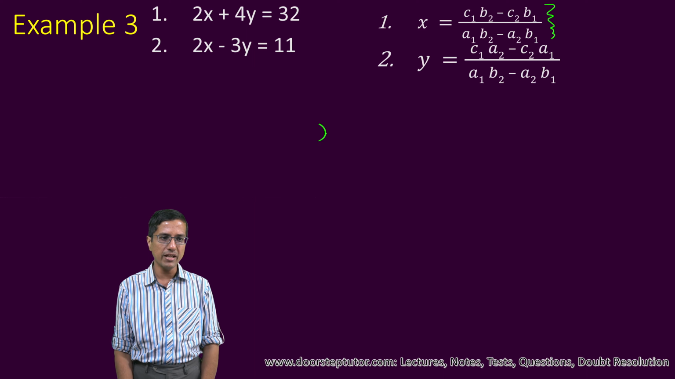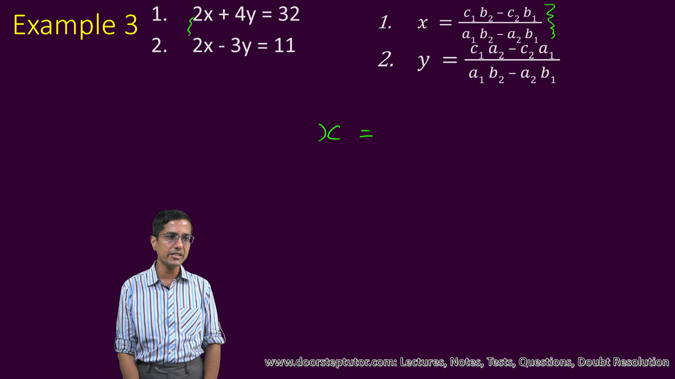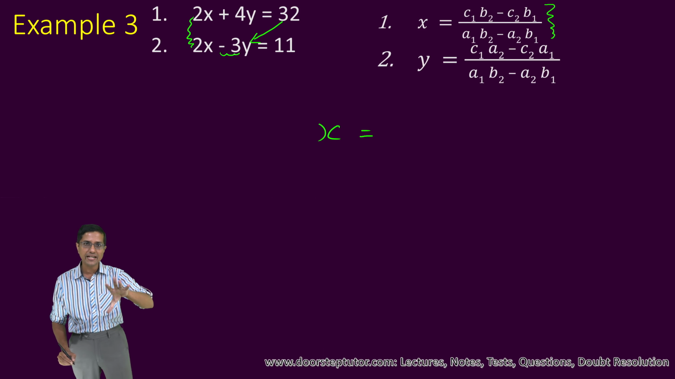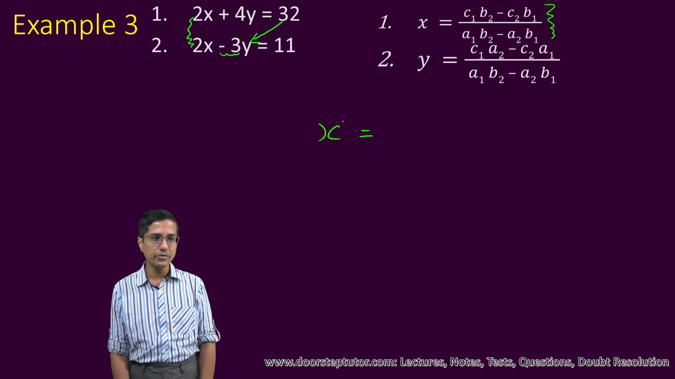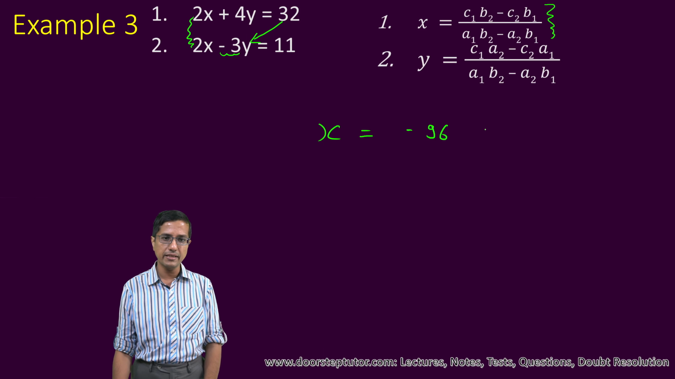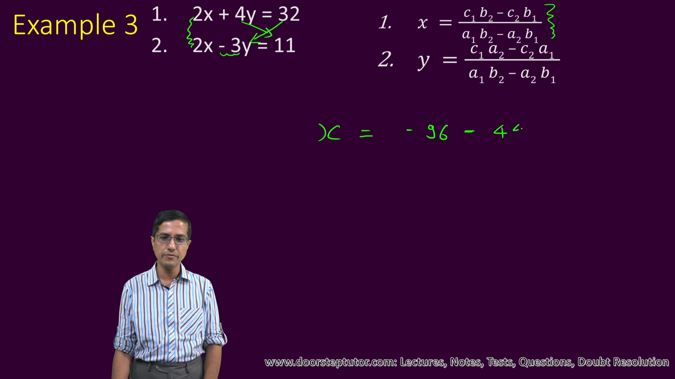So again, the value of x, we will just do visually. These two coefficients are not considered in the numerator. We start from here, 32 into minus 3. The coefficient, remember, here it is minus 3. It is not just 3. We have to take the sign into account as well. So this becomes 32 into minus 3, which is minus 96. And this is minus again 4 into 11, which is equal to minus 44.